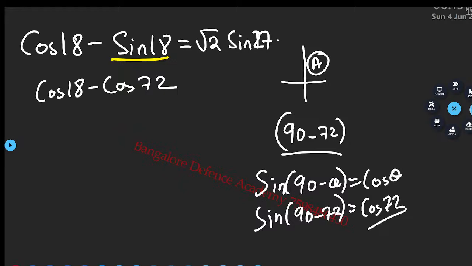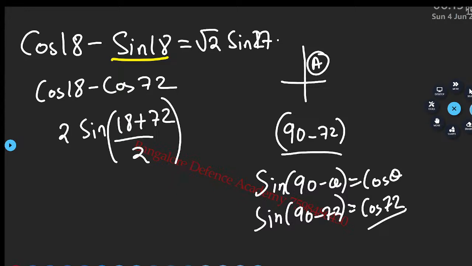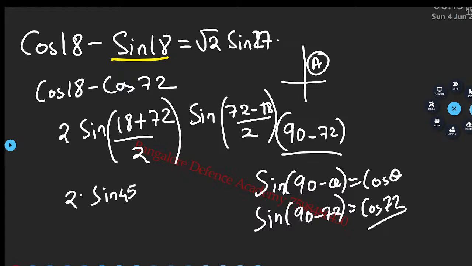Okay. What is the answer you getting? You get like this. 2 sine 18 plus 72 divided by 2 and then sine 72 minus 18 by 2. So this you get 45. Correct. 18 plus 72 you get 90. So this is sine 45 into this you get how much? Sine 27. Correct. Now what is sine 45 value?